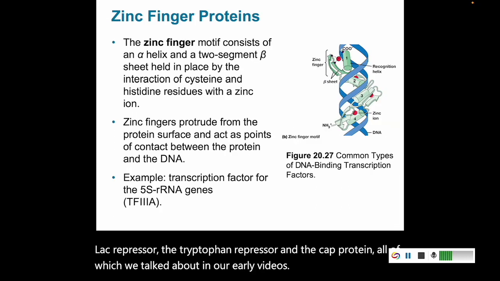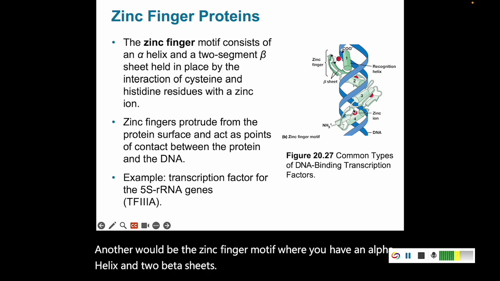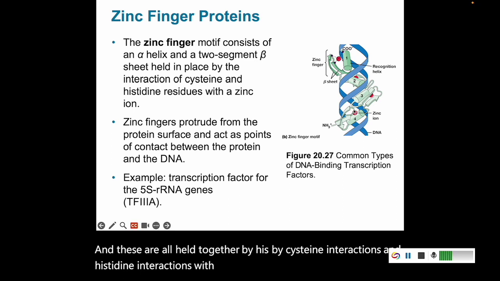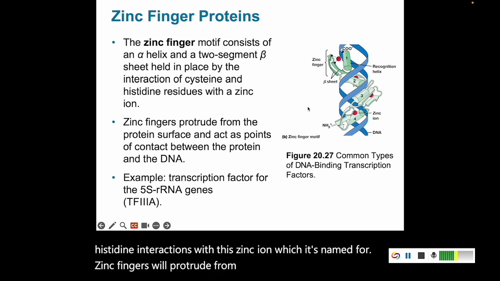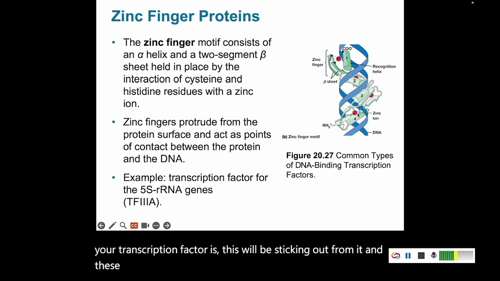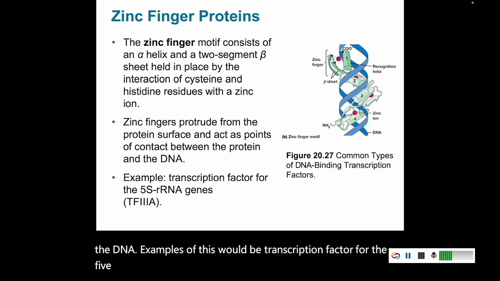Another would be the zinc finger motif, where you have an alpha helix and two beta sheets, and these are all held together by cysteine interactions and histidine interactions with this zinc ion, which it's named for. Zinc fingers will protrude from the protein surface, so whatever your transcription factor is, this will be sticking out from it, and these are going to be points of contact between the protein and the DNA. Examples of this would be transcription factor for the 5S ribosomal RNA genes, or transcription factor 3A.